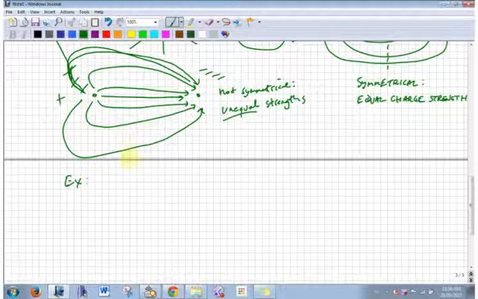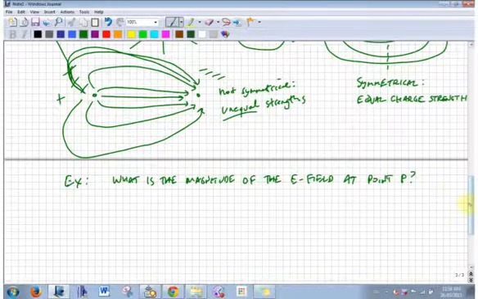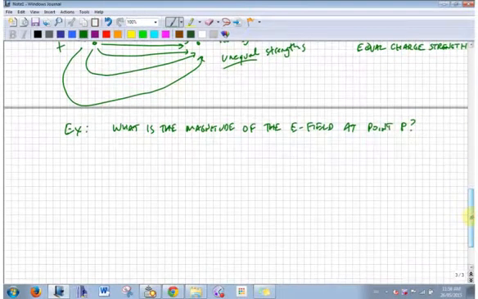Example. What is the magnitude of the E field at point P?